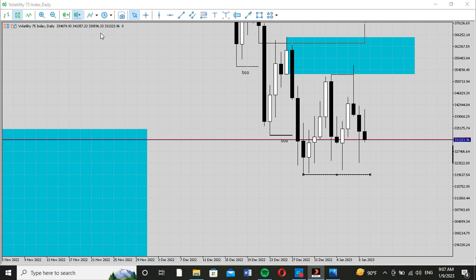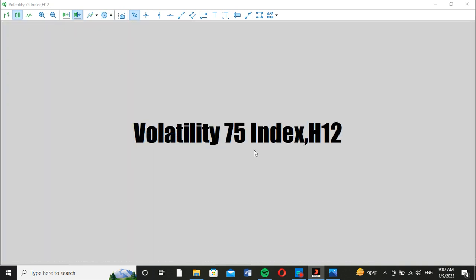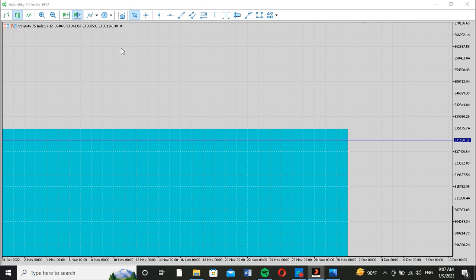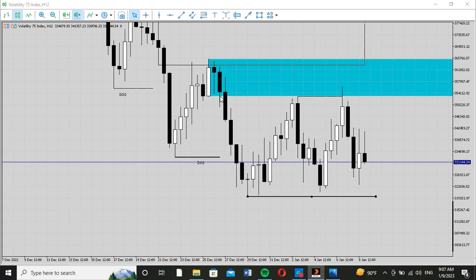So from there, let me just run down to the 12th hour so we can see something. All right, so this is the 12th hour, and this is our daily time frame order block.